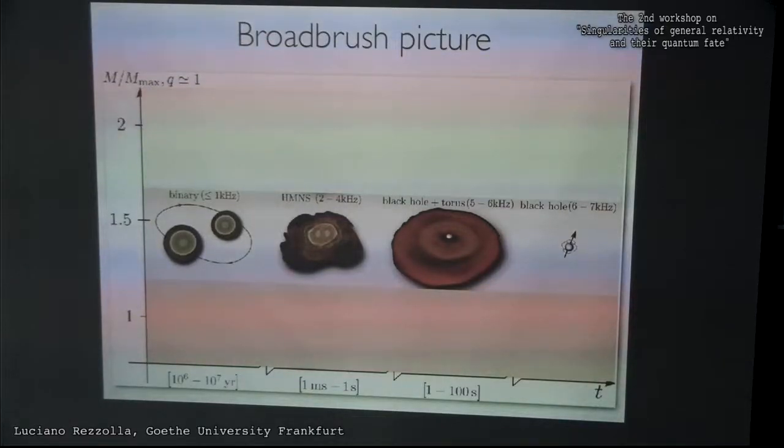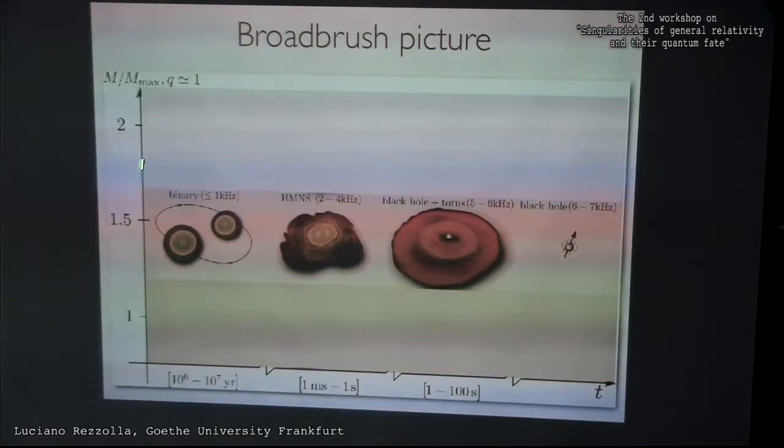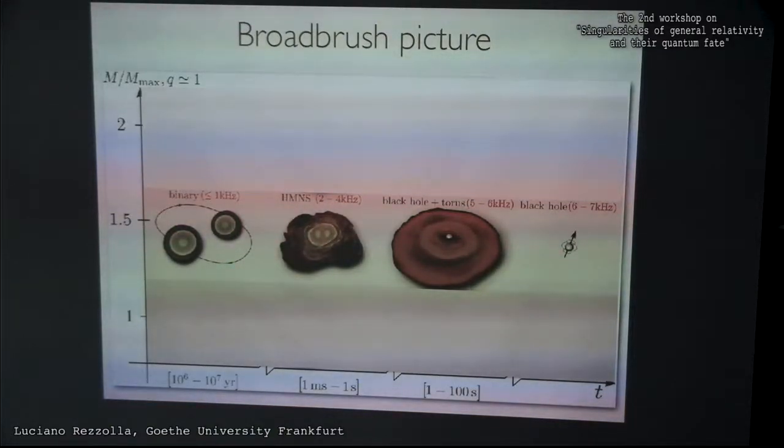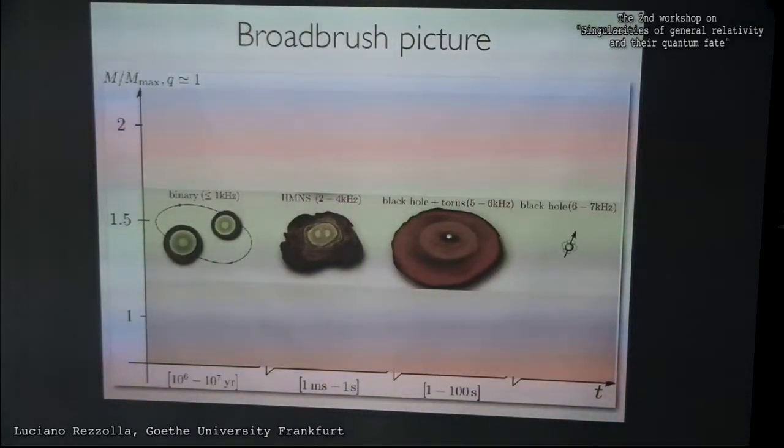To appreciate this, I'll show you this cartoon, which is a funny cartoon because I have time on the x-axis, and it's a funny axis because it's really snapshots of different times, and on the vertical axis, I have the mass of the system normalized to the maximum mass that a neutron star can support, which is called M max. We don't know what this is, that's why I normalize it.